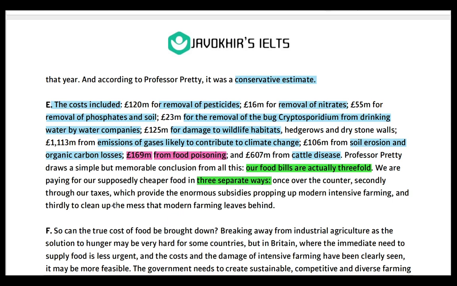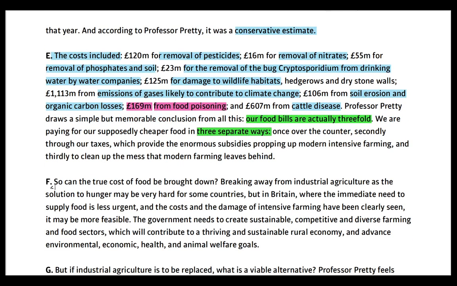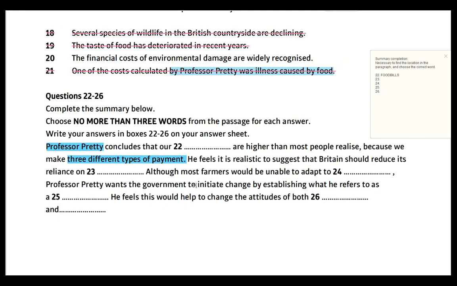So can the true cost of food be drawn down, breaking away from industrial agriculture? As the solution to hunger may be very hard for some countries, but in Britain, where the immediate need to supply food is less urgent, the costs and the damage of intensive farming have been clearly seen, and it may be more feasible. The word feasible means likely. So he feels that it's realistic. We can pretty much just say that it correlates somehow.